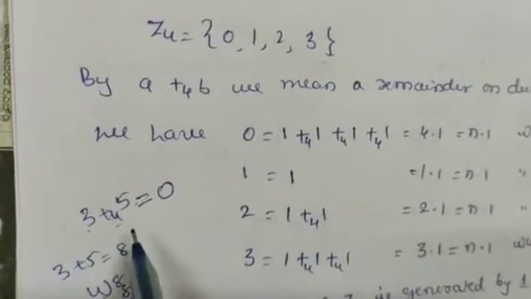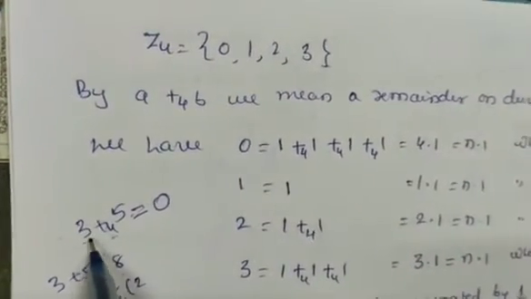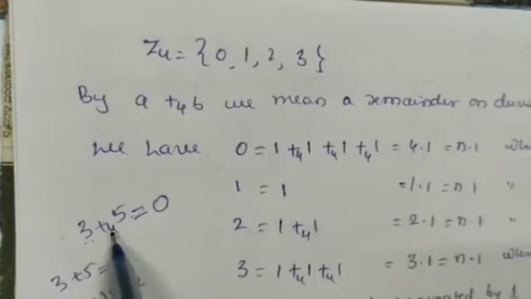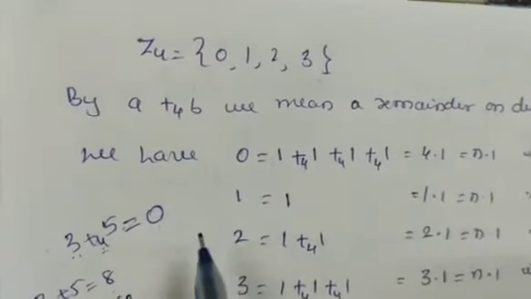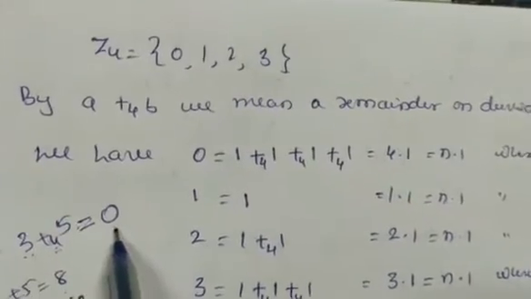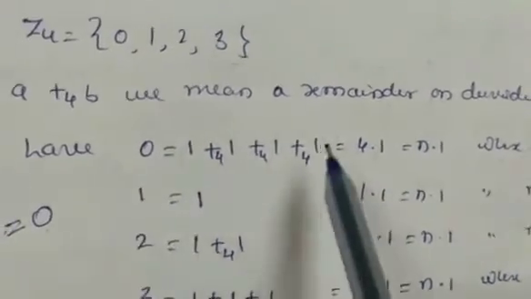This is the meaning of addition mod 4. That is, first you have to add these two, then divide the sum by 4. The remainder that you get, you have to write here. So this is the meaning of addition modulo 4.